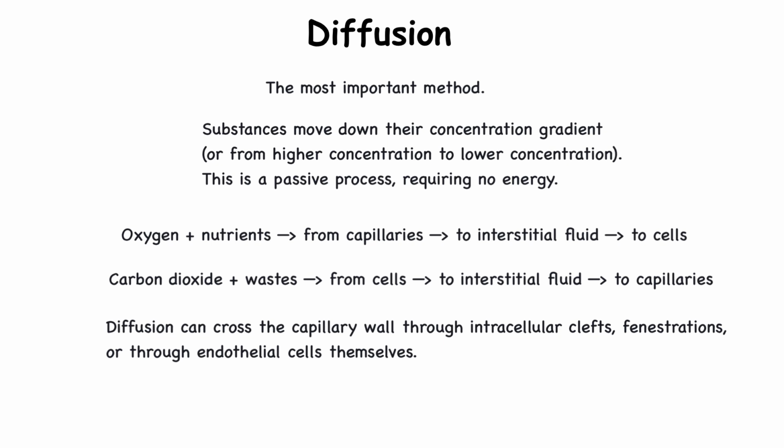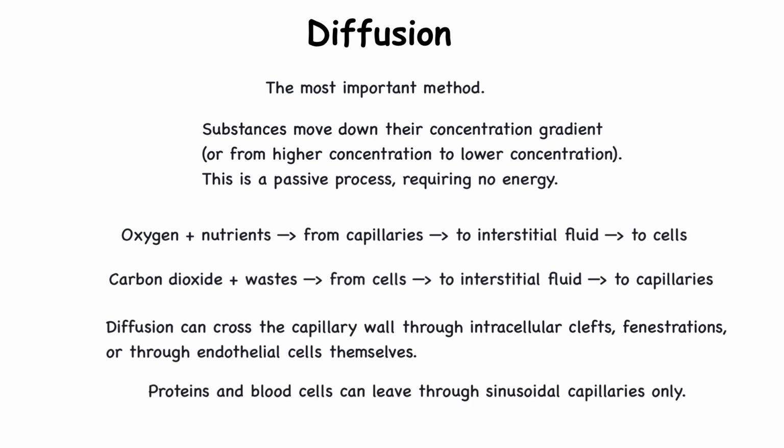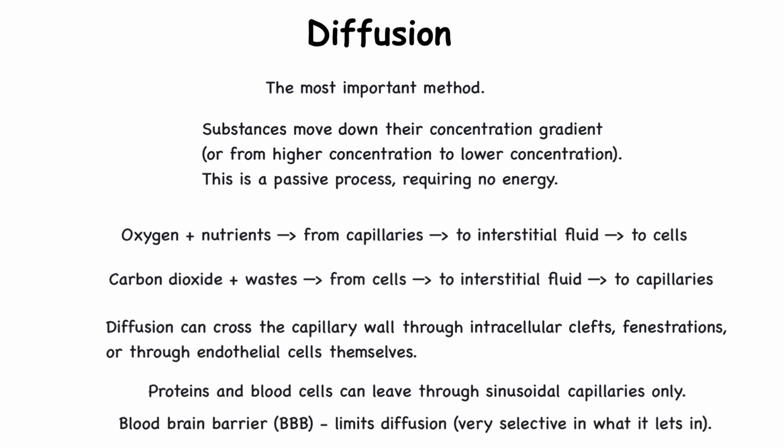Most plasma membranes cannot cross, except if we're talking about areas where there are sinusoidal capillaries. In those areas, proteins and even blood cells can leave. In the blood-brain barrier, where we have the blood coming into the brain, there are very tight junctions. So in this area, the body limits diffusion, which means even less can come into the brain, and this is a protective measure that the brain has.